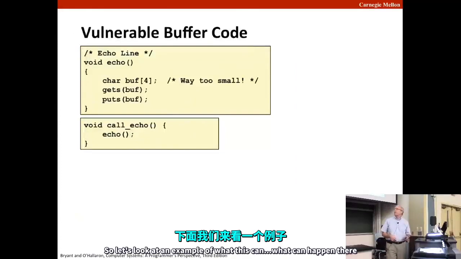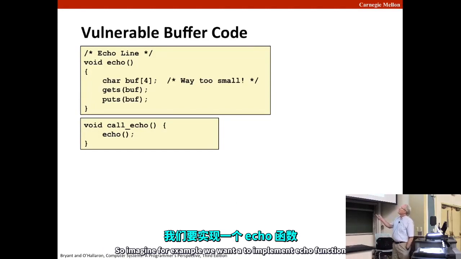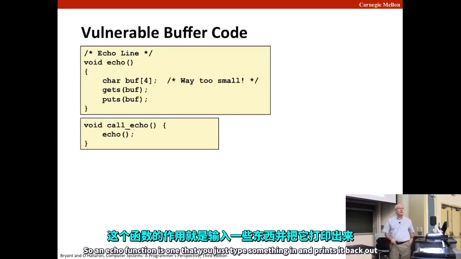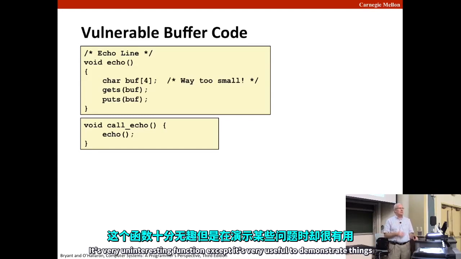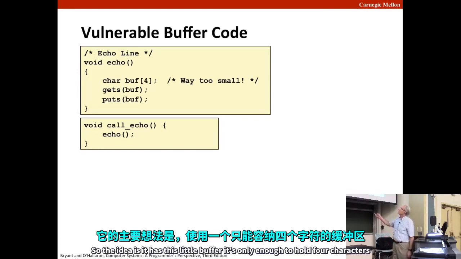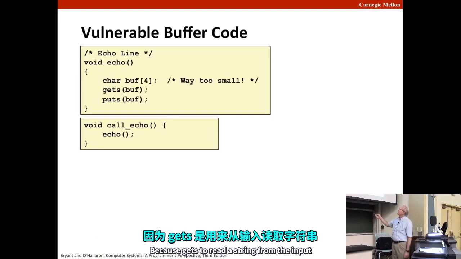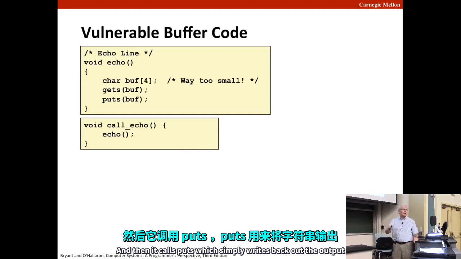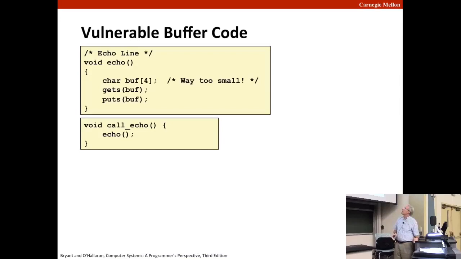So let's look at an example of what can happen there. Imagine we want to implement an echo function, one where you just type something in and it prints it back out. It's a very uninteresting function, except it's very useful to demonstrate things. The idea is it has this little buffer, only enough to hold 4 characters. It calls gets to read a string from the input, and then it calls puts, which simply writes it back out to the output.